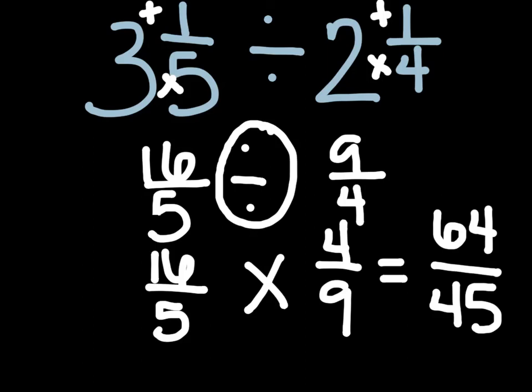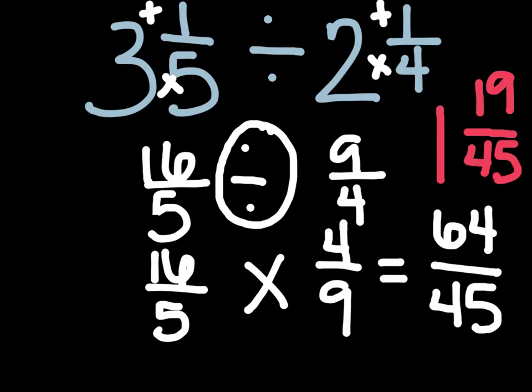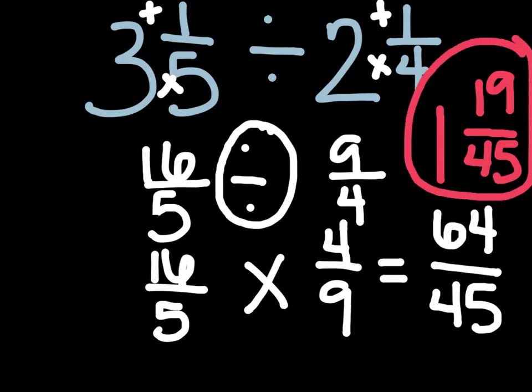45 goes into 64 one time. And then if you have one group of 45, you would have 19 left over. And you always keep your denominator the same. So your final answer would be 1 and 19/45. That's it. The only difference today is that before you multiply or divide, you need to convert your mixed numbers to improper fractions. Good luck!